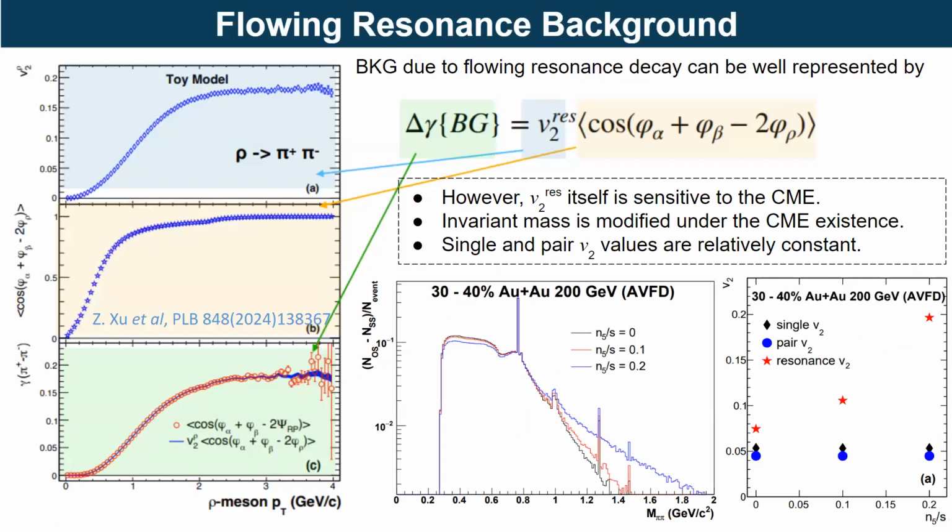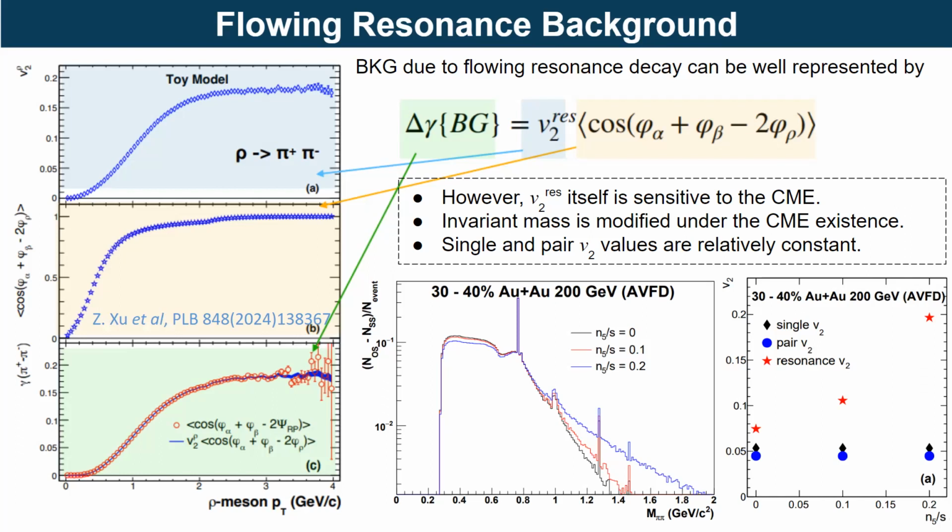And then, okay, we use some toy model to study the background effect. According to Sergey's paper, the background due to resonance decay is just the V2 of the resonance times the internal correlation between the decay daughter and the cluster, or the parent. So indeed, when we check this effect, we use the toy model.